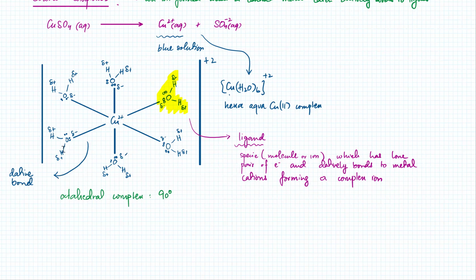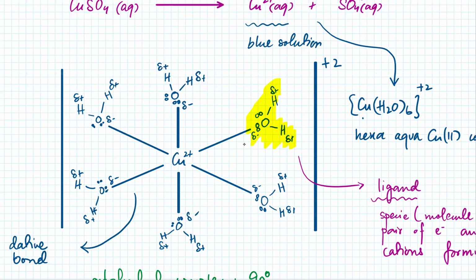So it's a dative bond. The lone pairs of water get attracted to the copper 2 plus. But not only would one water molecule get attracted to it, it's going to be surrounded by water molecules from all sides. There's going to be water molecules getting attracted to it from all six sides.